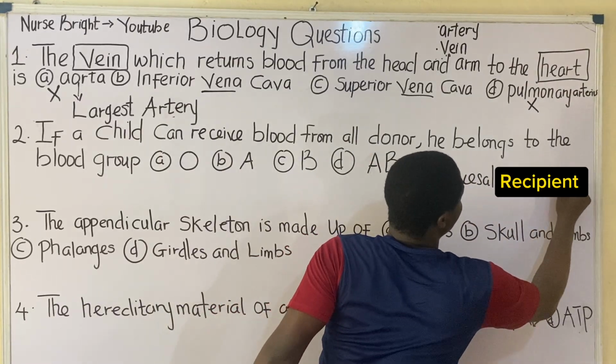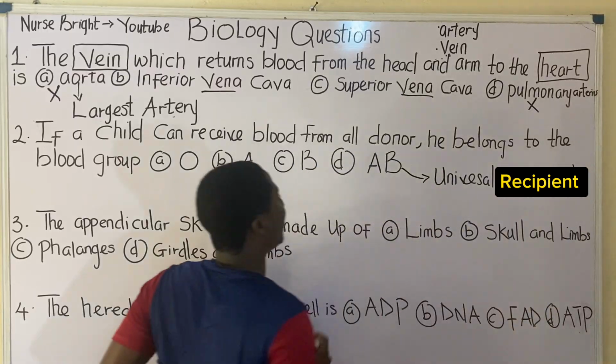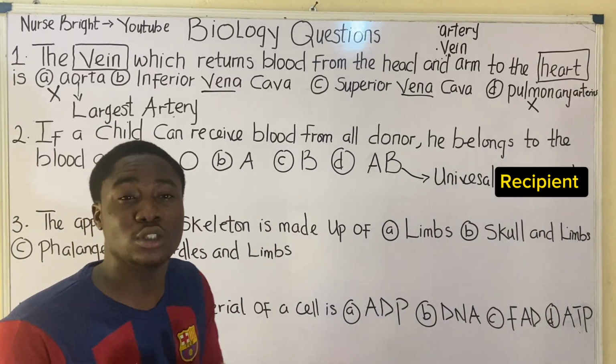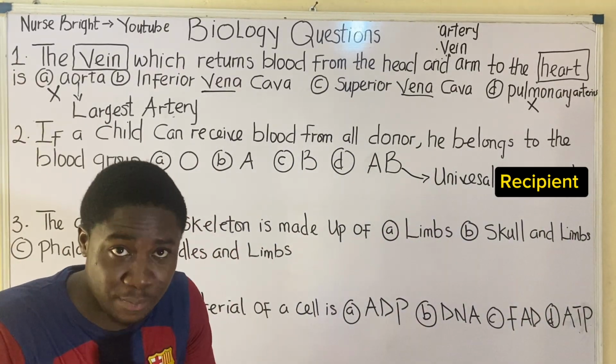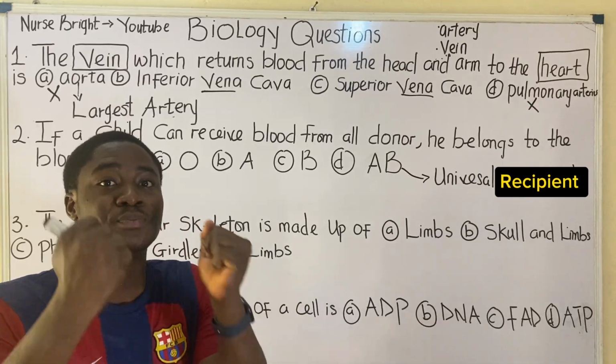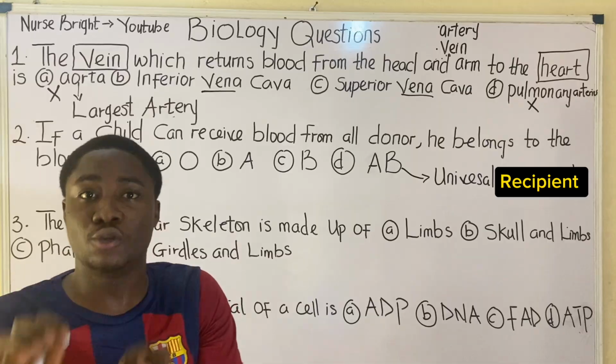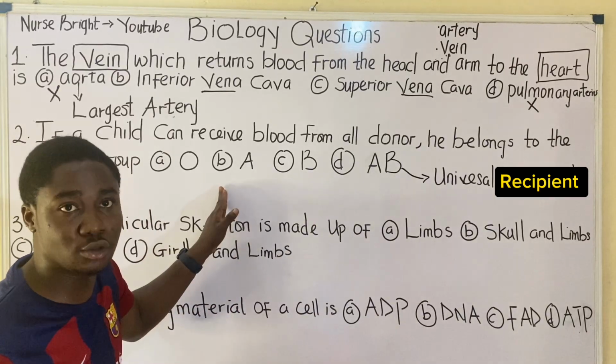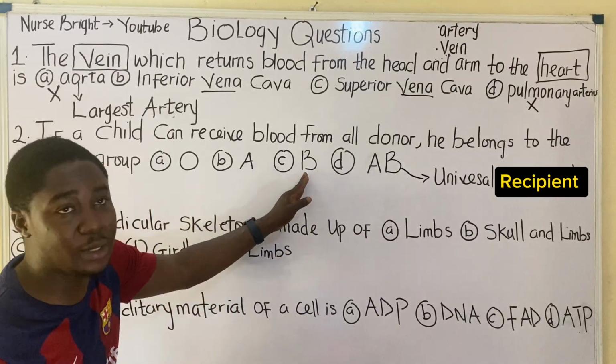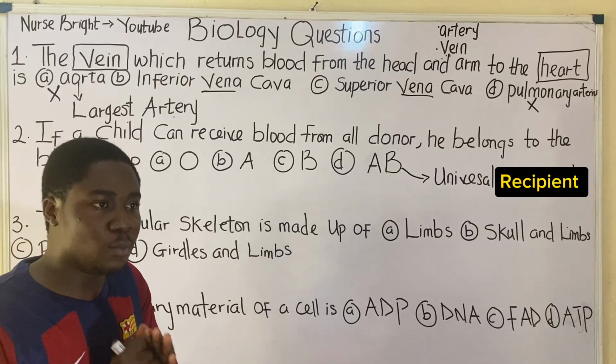Okay, so this must be noted. The blood group AB is called the universal recipient blood group, which has the ability to receive blood from any type of human having the other blood groups, which are blood group O, A, and B. Do you understand? So this must be noted.